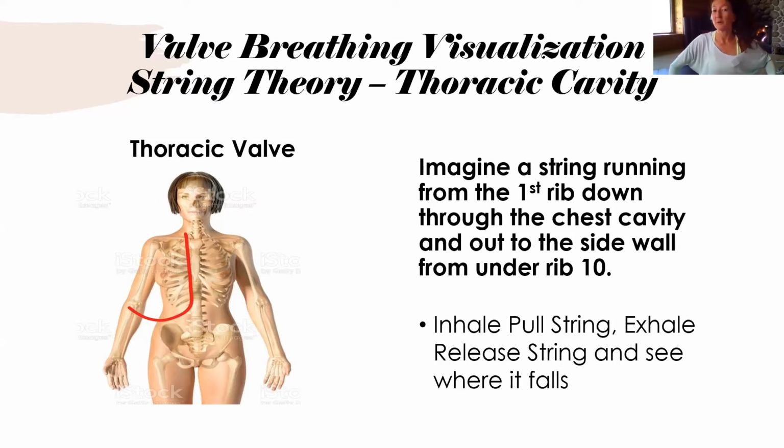So don't even worry about the inhale and the exhale. Just see if you can get the string to pull. But which way? Okay, so for me, down. So always start at the top at the first rib and pull it down through your ribs and out to the side, and just see what that creates in your chest cavity. And it may create an inhale for you. It may create an exhale.